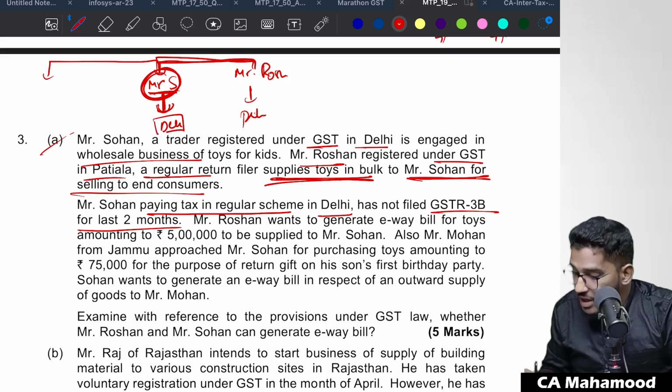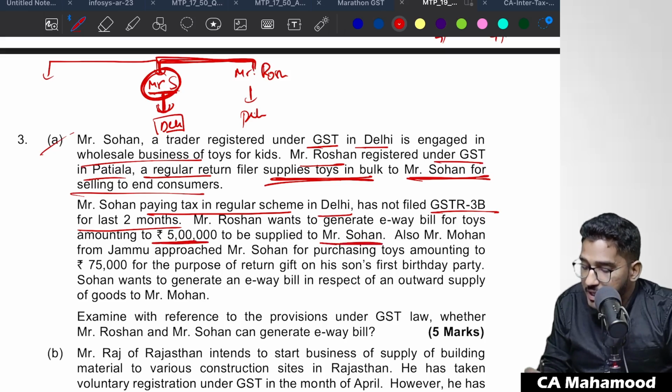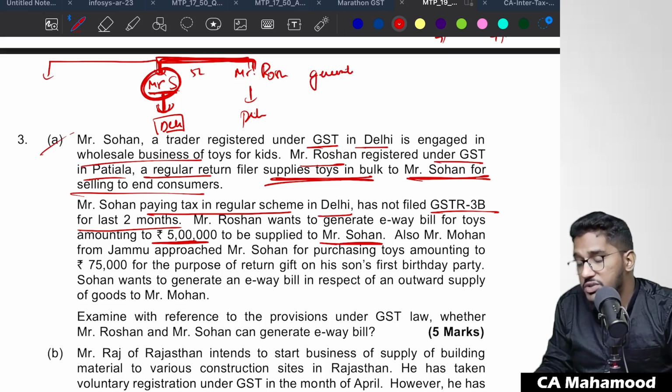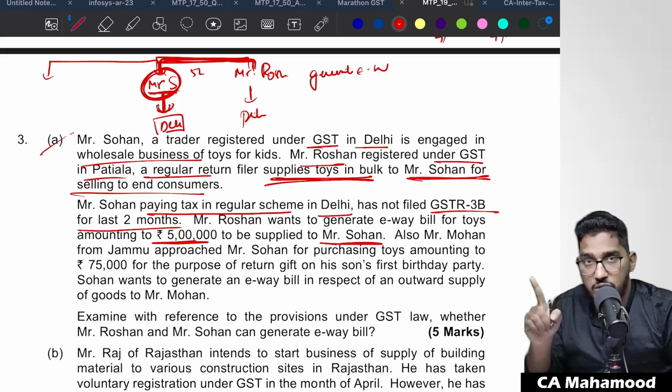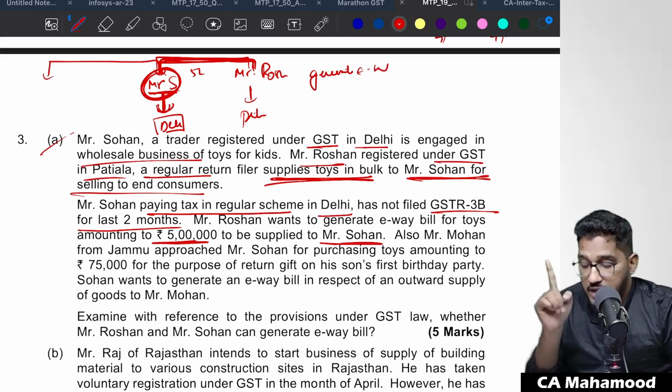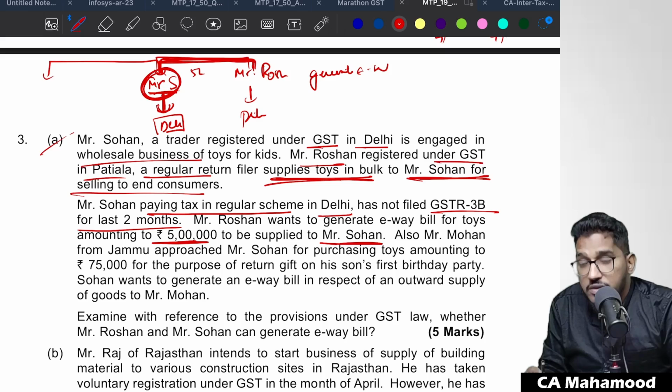Okay, now what is happening? Roshan wants to generate e-way bill for toys amounting to 5 lakh rupees to be supplied to Mr. Sohan. Now Roshan is supplying to Sohan, no? So he is sending 5 lakhs worth of goods to Mr. Sohan. Now Roshan wants to generate e-way bill. Can he do it? Yes, he can do it. See, the e-way bill generating facility will be blocked only for the person who is a defaulter.